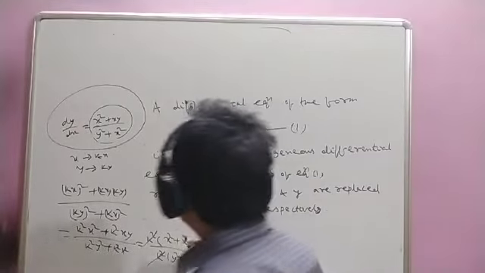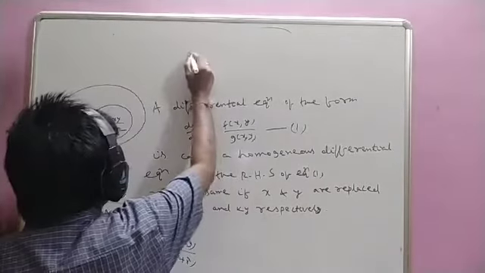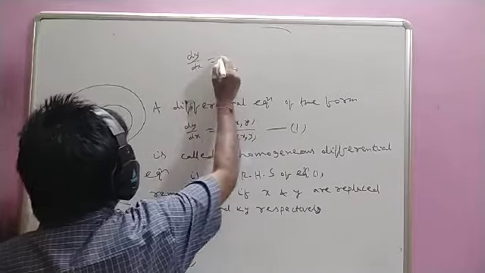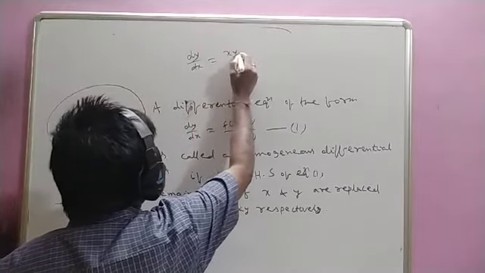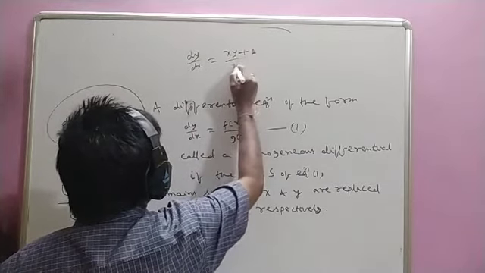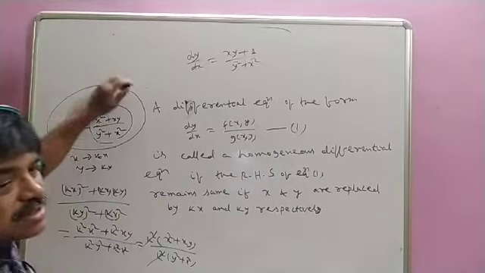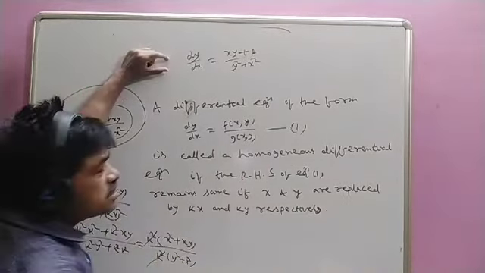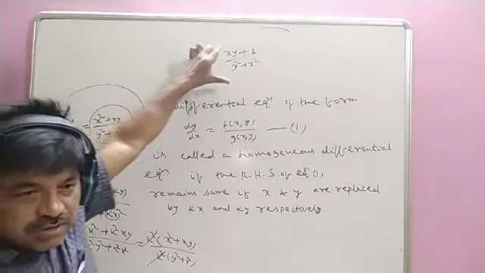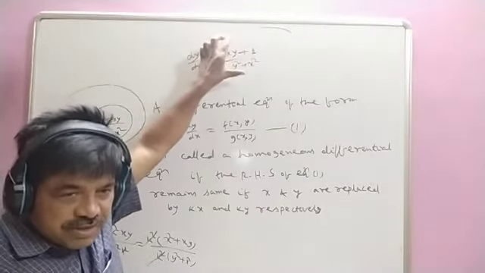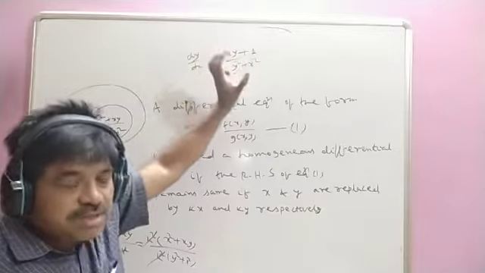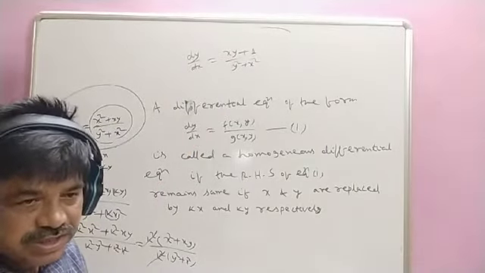But suppose my equation is, don't write this example, whenever you work out problems you can confirm, suppose it is (xy plus 1) divided by (y square plus x square). Whether this is a homogeneous differential equation or not, how can you know? You will replace x by kx and y by ky on the right hand side. If the right hand side remains same as before, then only it is homogeneous differential equation, otherwise not homogeneous.